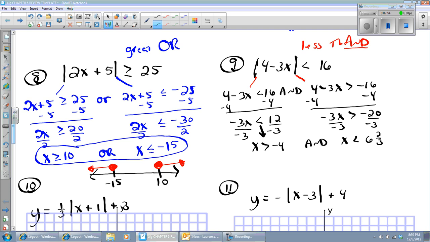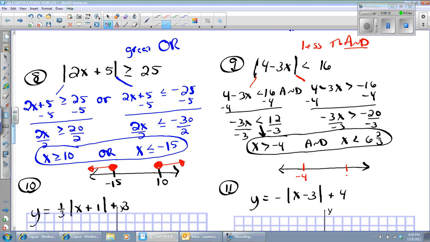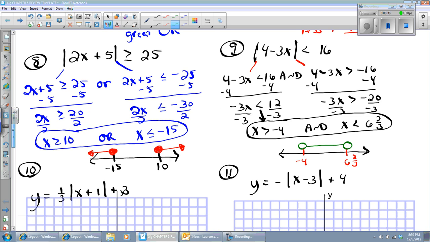So here is the algebraic solution right there. And then on the number line, I'm going to put negative 4 on, put 6 2/3 on, and it's going to be an open point and an open point. Now I need the numbers greater than negative 4 and less than 6 2/3. Well, that would be all these numbers here. Okay? Remember, make sure you're asking yourself what these solutions mean. Don't just get them and go, cool, I'm done.